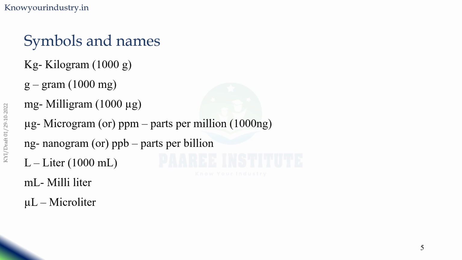Before we go into the calculation examples, this slide shows some of the units with their names and how they are denoted. Like kg is kilogram, g is gram, mg is milligram, micrograms, nanograms, liters, milliliters, microliters. These are the common units used in pharmaceutical calculations.